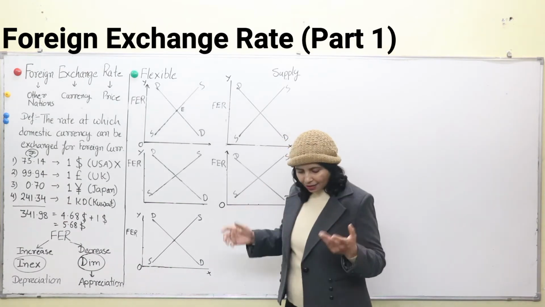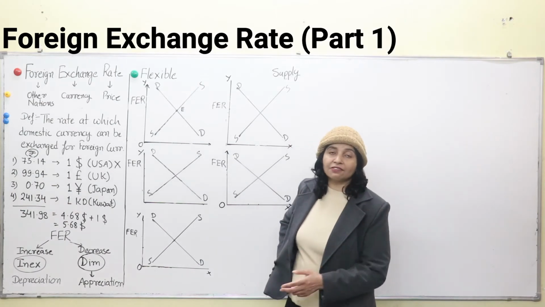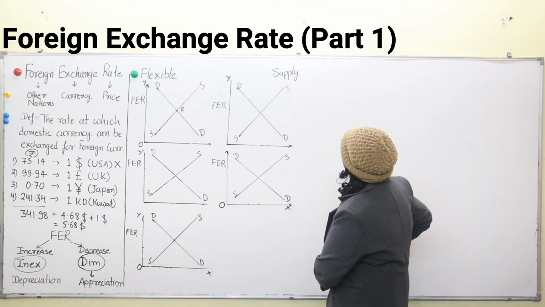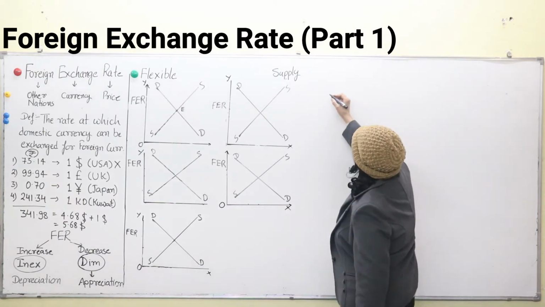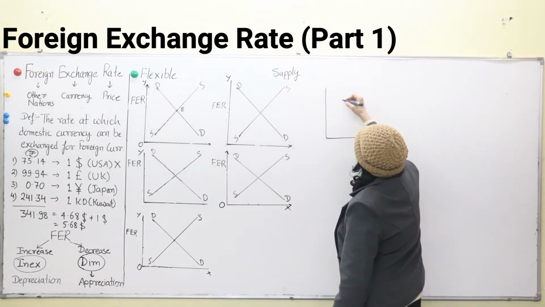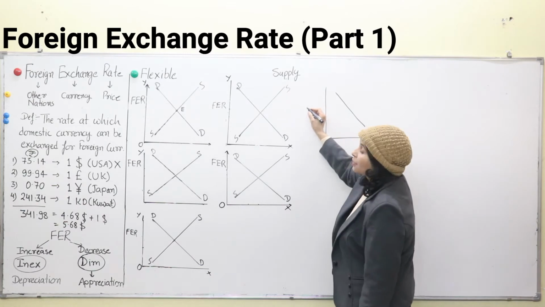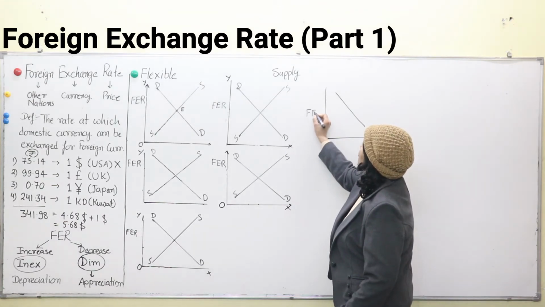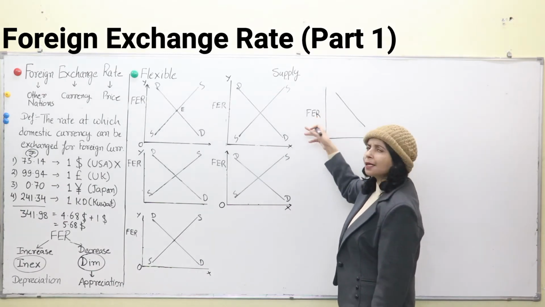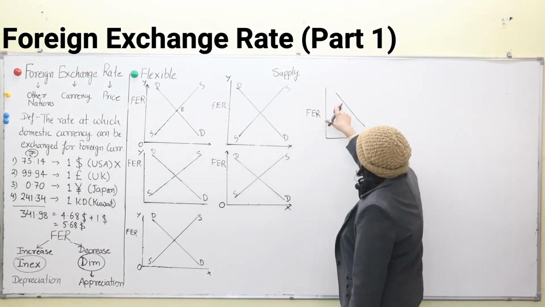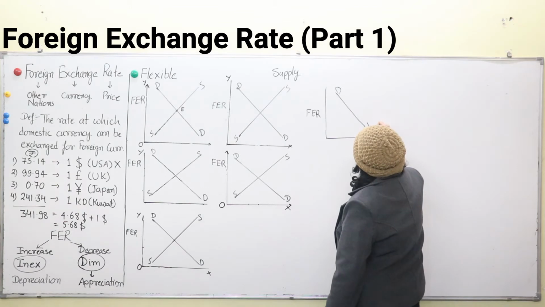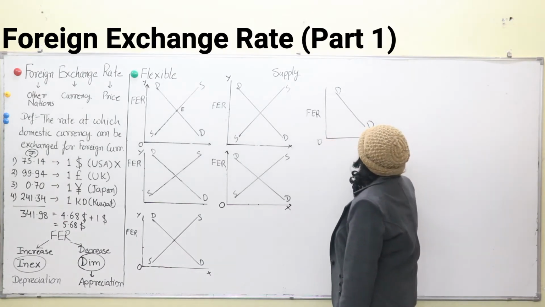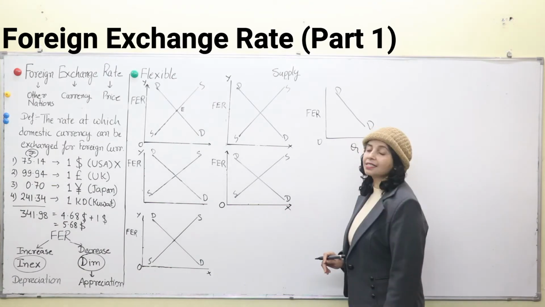Regarding the demand and supply curve, you might have studied it in your demand and supply portions. Here we can see them once again. What about the demand curve? The demand curve is always negatively sloped with respect to price. Here we don't have price, we have FER, the foreign exchange rate. This is the price for us. This demand curve DD will move negatively with respect to your foreign exchange rate. Here the quantity of foreign exchange is given on the X axis.